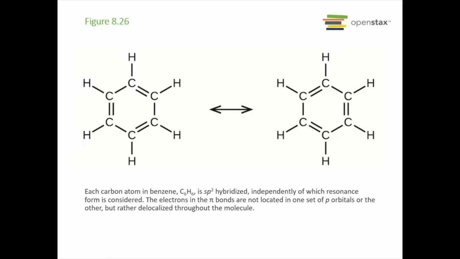Another example is benzene. In organic chemistry, benzene is very, very popular. You'll be working with benzene rings. As a matter of fact, another way to draw the benzene structure with the resonance is, instead of showing the two going back and forth, you just draw a circle in the center.